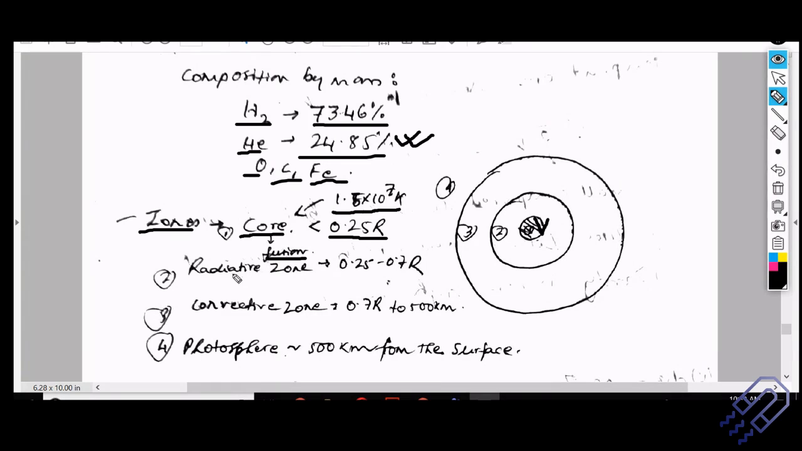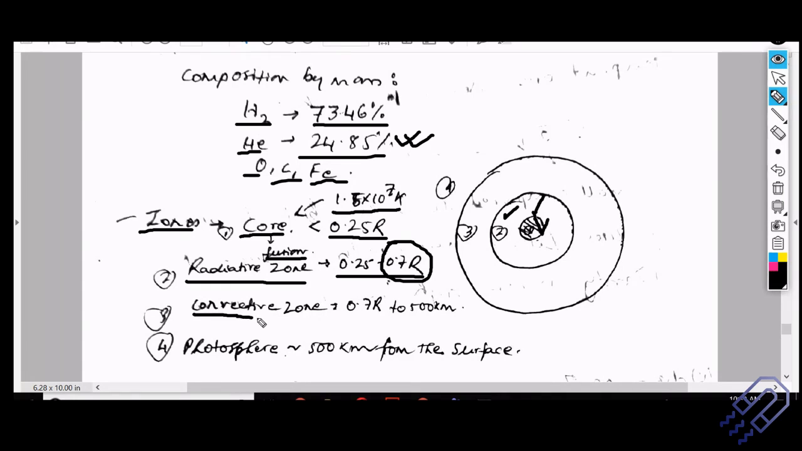Next, the next zone is the radiative zone. It basically has the energy radiation. The energy radiation that happens is the radiative zone, and this radiation happens up to a distance of 0.7 r. Please remember this. So this is your second zone. From 0.25 to this region is nothing but the 0.7 r value, which is the radiative zone.